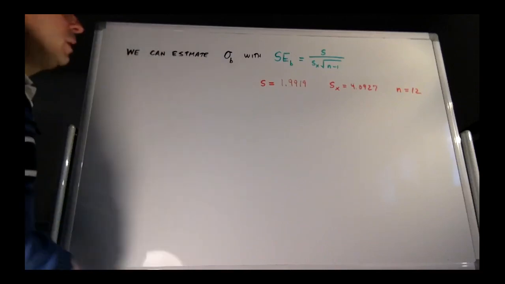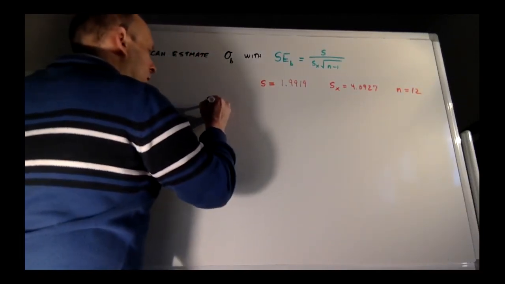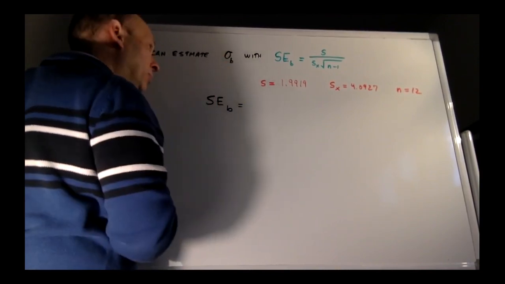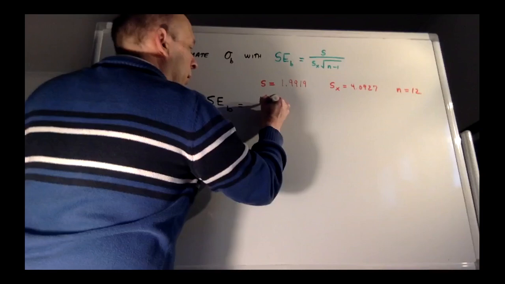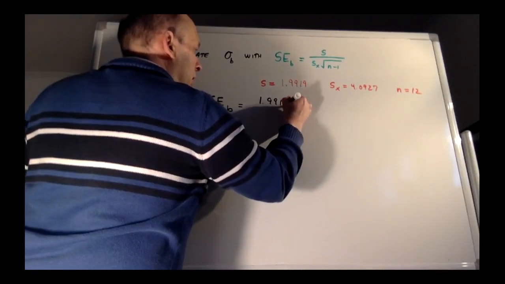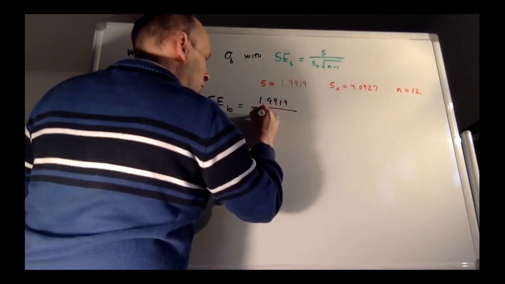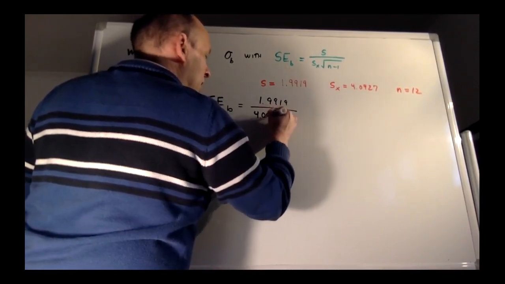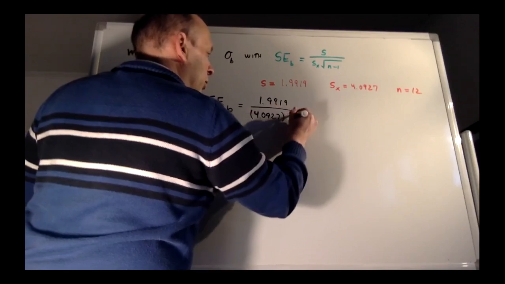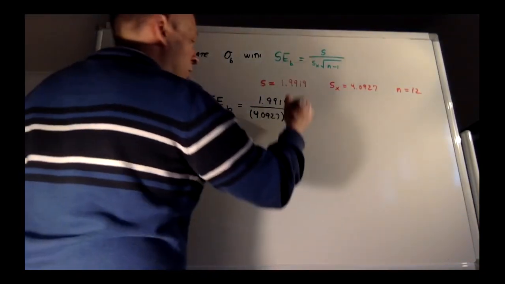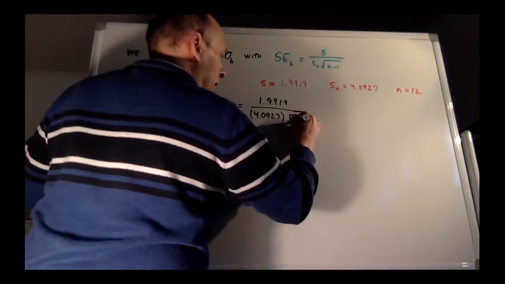Okay, so we have the values we need. Let's figure out what the standard error of b is. Again, it's an estimate for the standard deviation of our sampling distribution. So we just plug in the numbers. 1.9919 divided by the standard deviation of x, which is 4.0927, times the square root of n minus 1. We're sampling 12 players, so n minus 1 would be 11. So times the square root of 11.